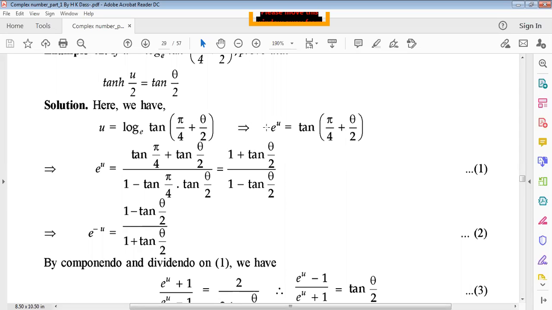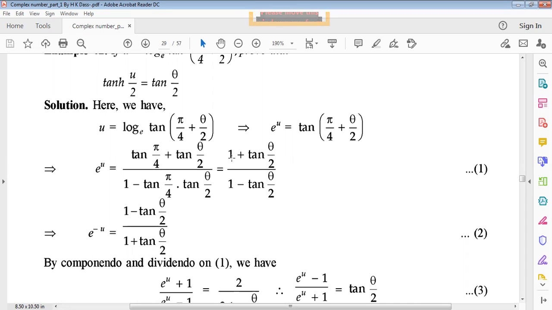Taking exponential form on both sides, e to the power u equals e to the power this. But e and log will be cancelled; this is the property of logarithm. Then we get only tan of pi by 4 plus theta by 2. So e to the power u equals... tan a plus b formula, what is it? Can you tell me? Tan a plus tan b divided by 1 minus tan a into tan b.